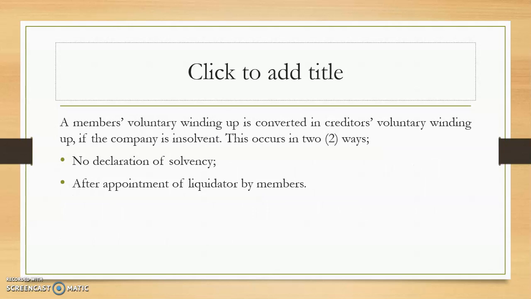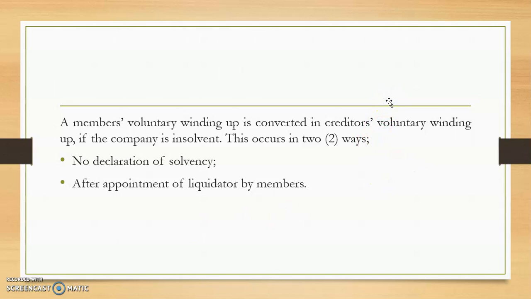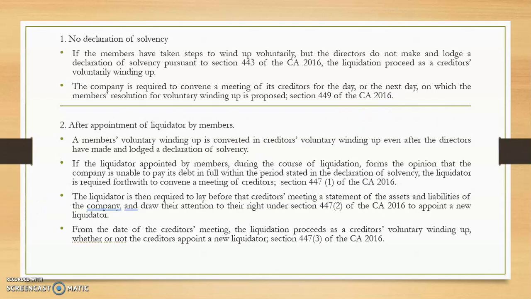So, how can this happen? Okay, this can happen in two ways. Firstly, there was no declaration of solvency. So, when there's no declaration of solvency, chances are that actually the company is not solvent. So, that's why it actually converted. Or after appointment of the liquidator by members, they find the company is actually insolvent. Okay. Now, I'm not going to go into detail. This is the detail, yeah.